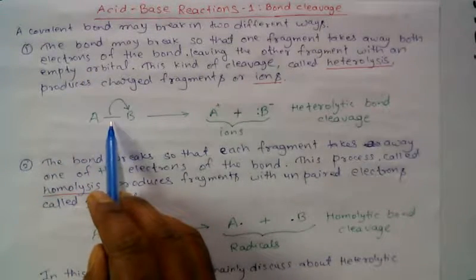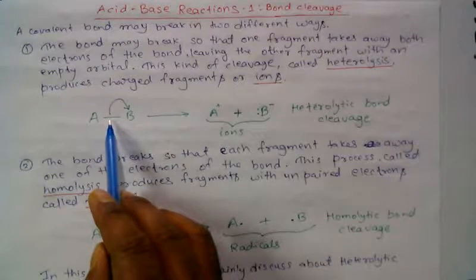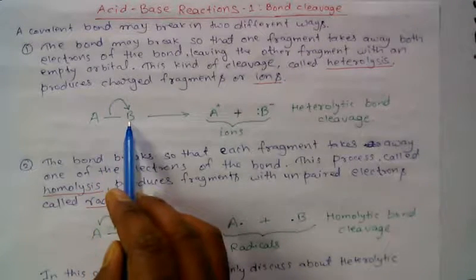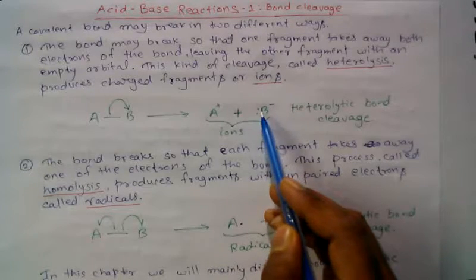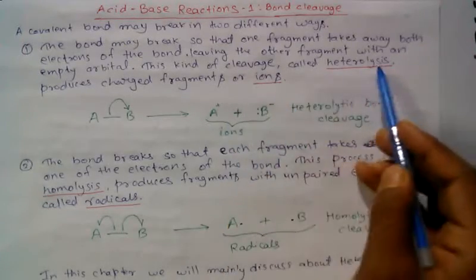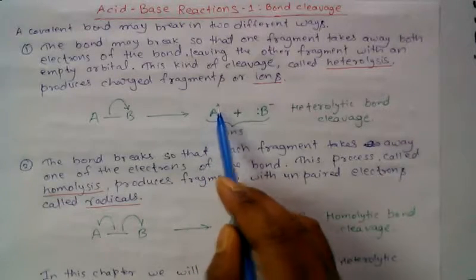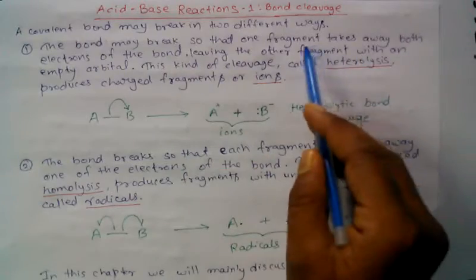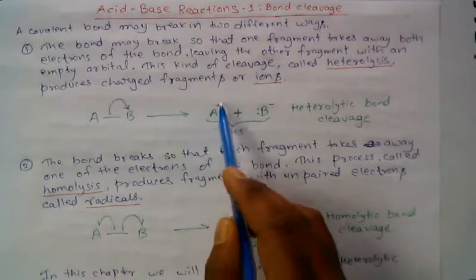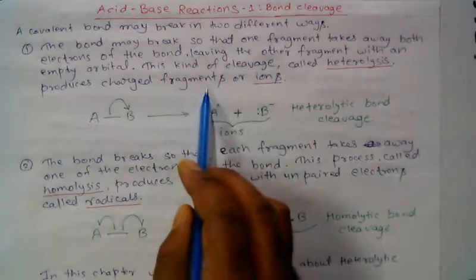As you can see, here is a covalent bond between two atoms A and B. Now this bond breaks because of some reason and both the electrons of this bond are taken by B. So B gets a lone pair, because of which it gets a formal negative charge, and A has an empty orbital, so it has a formal positive charge. One fragment takes away both electrons of the bond, leaving the other fragment with an empty orbital. So here A has an empty orbital. This kind of cleavage, called heterolysis, produces charged fragments or ions.